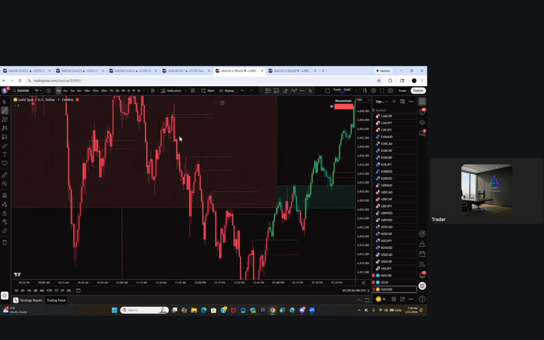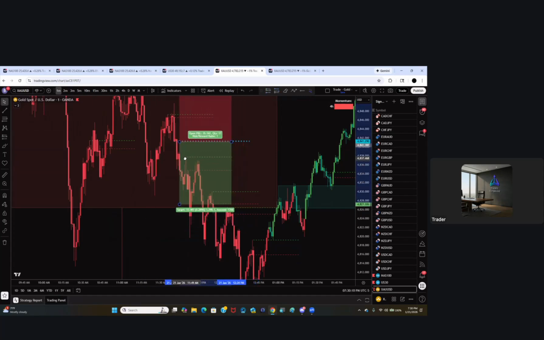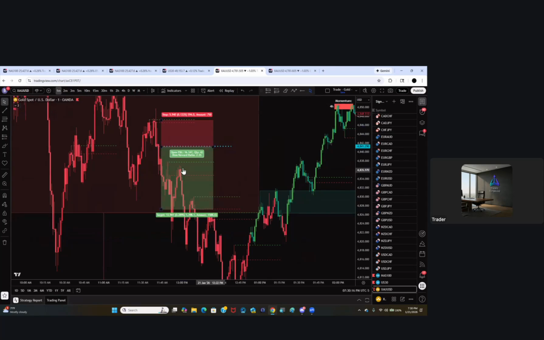So it would look like this. Let's say here's your entry. This is what your setup would look like. So that's your entry, and then that's your stop, like that. This is really what it would look like.